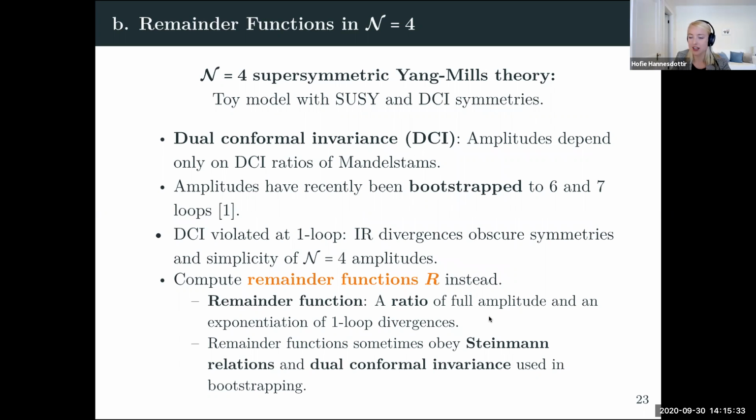So this is using, again, the Lagrangian formalism. That's fine, but in the end, all that diagrams stuff is just a machine for computing those intrinsic observables of the conformal field theory. So a remainder function: you take the full amplitude to some order in perturbation theory, and you divide it by an exponentiation of the one-loop divergences. And then you compute this ratio, and this ratio is finite.